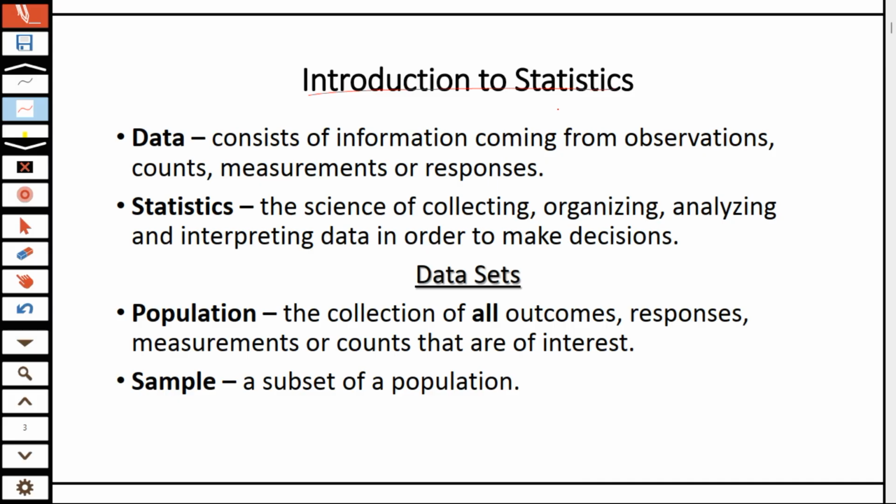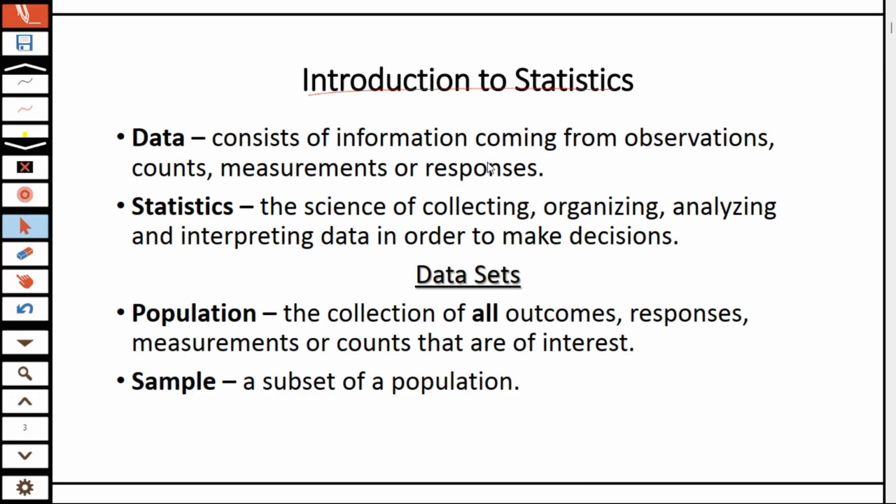So what is data? Data consists of information coming from observations, counts, measurements, or responses. For example, let's say you want to measure the height of social science students, right? So you line up these students and call them one by one. When the person comes, you write the person's name and then measure the height of that person.